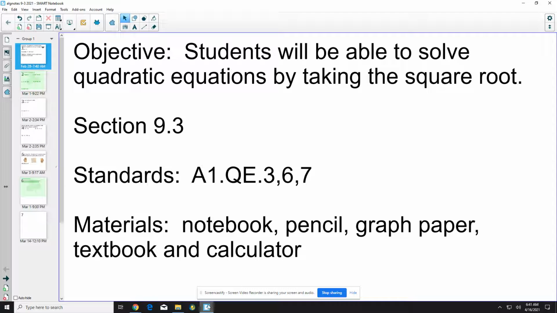Today we're going to learn how to solve quadratic equations by taking the square root. So you need your calculator out, you need your pencil, you need your notebook. Title your notes 9-3. If you need a minute to get this together, go ahead and pause the video, hit play when you're ready.